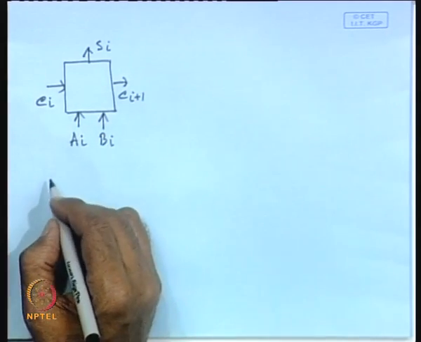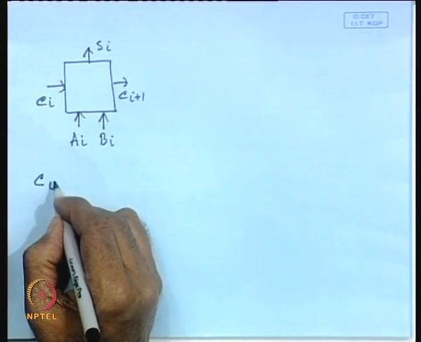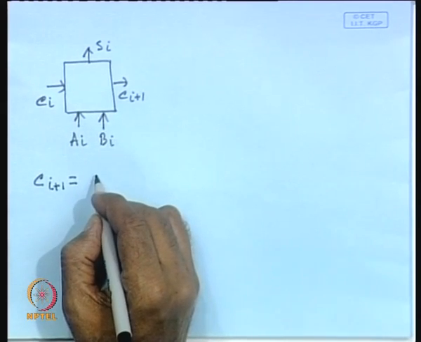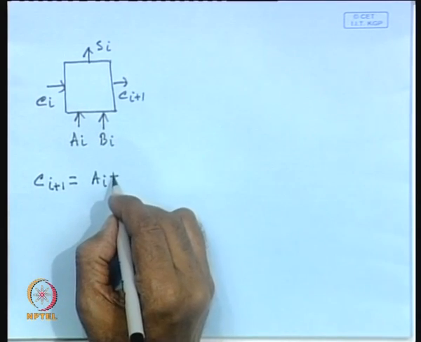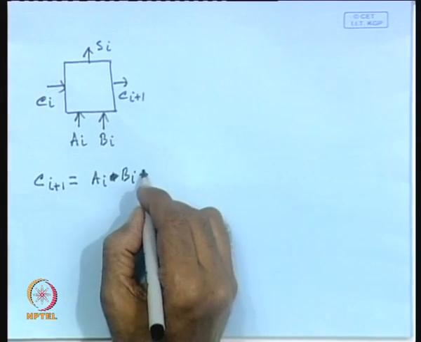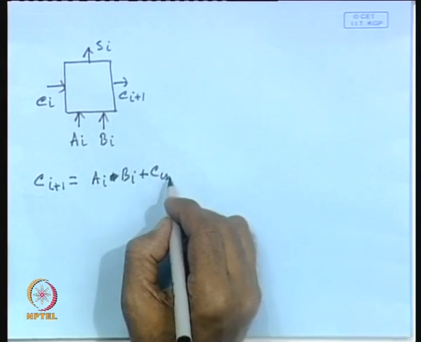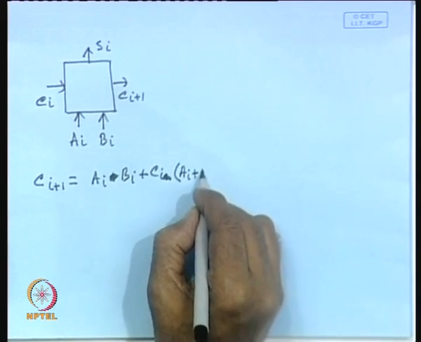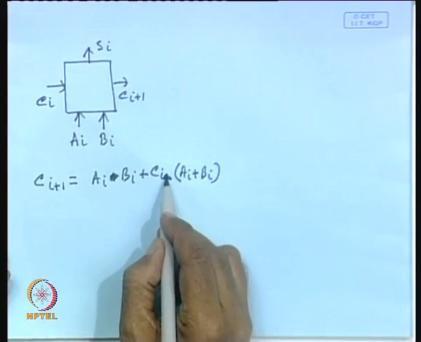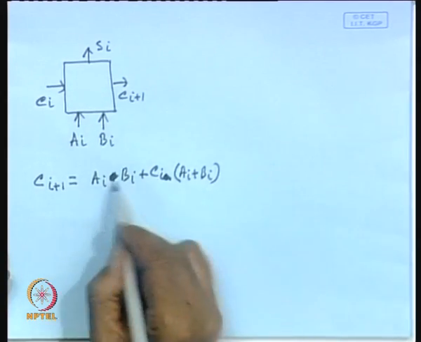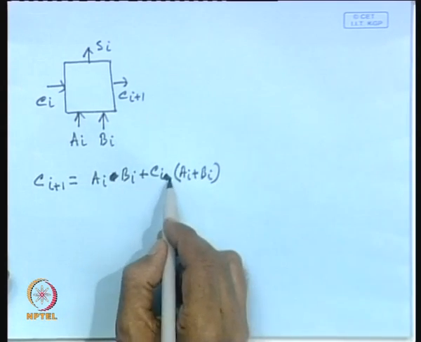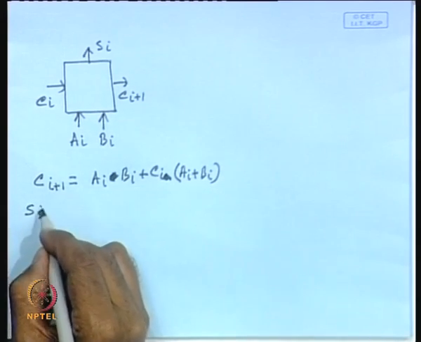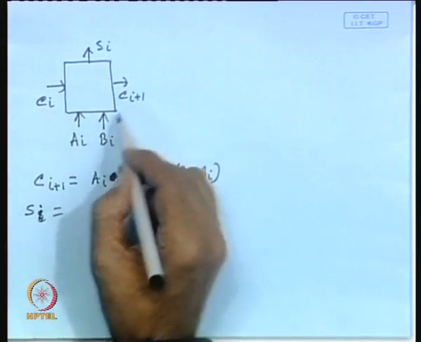We know that the carry function Ci plus 1 will be equal to Ai Bi plus Ci into (Ai plus Bi). That means, whenever any 2 inputs are 1, it produces a carry. Similarly, it produces a sum Si whenever any one of the inputs is 1.